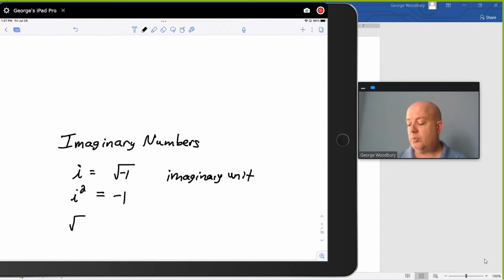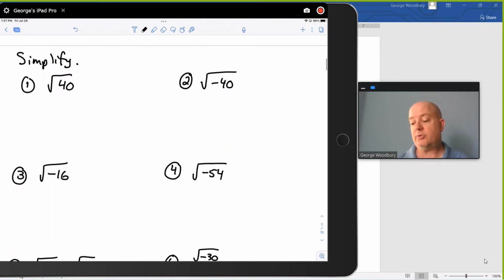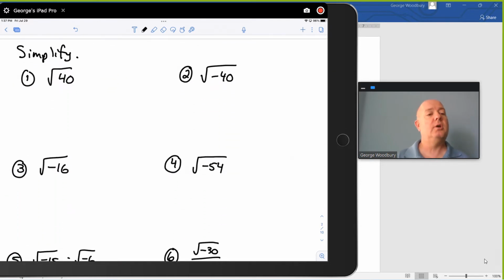Finally, when we work with the square root of -a, where a is some positive number, we can rewrite this as i times the square root of +a. Let's simplify some imaginary numbers, and we're going to start with a review problem first. We're going to simplify the square root of 40.